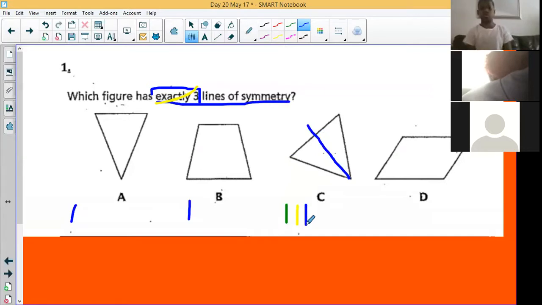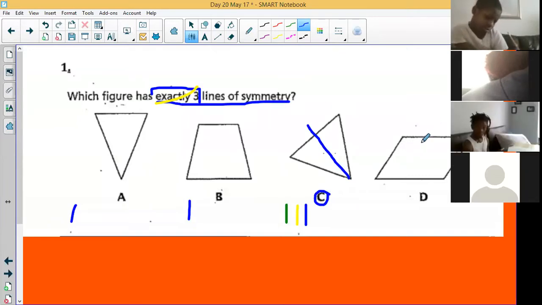Go back to our big question. Have we found our answer? Yes, we have. Everybody circle C. C is your answer. Now, let's go to D just to take a look, because D can be kind of tricky, but I need you to look at it.